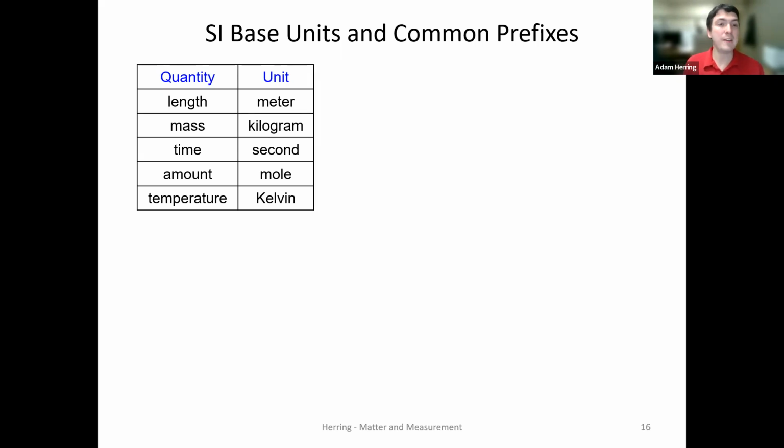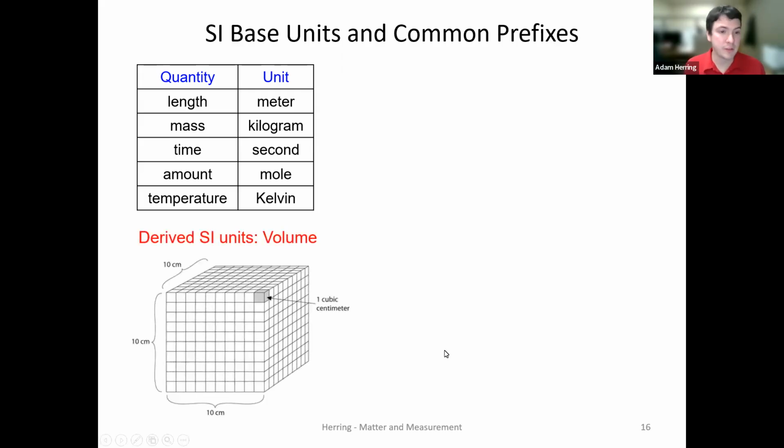Now, we can take any of these base units and we can combine them together to get derived units. Volume is an example of a derived unit, where we take the base unit of meters and we stretch it into 3 dimensions. So if you measure the length, the width, and the height, then you can measure the volume of a substance.